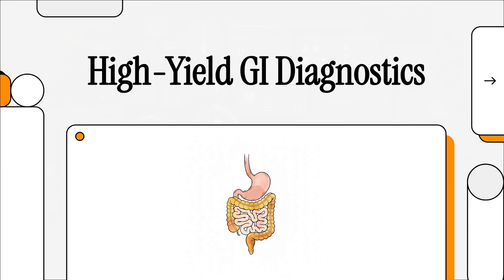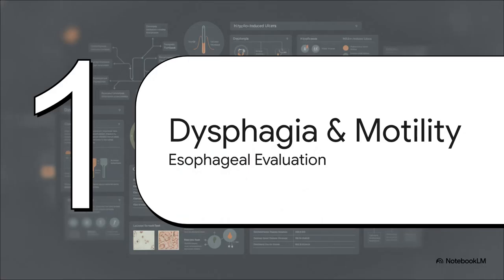We're going to compare achalasia against mechanical obstructions, differentiate secretory from osmotic diarrhea, and contrast Crohn's disease against ulcerative colitis. Let's get straight to the core diagnostic steps. Section 1. Dysphagia and esophageal motility.